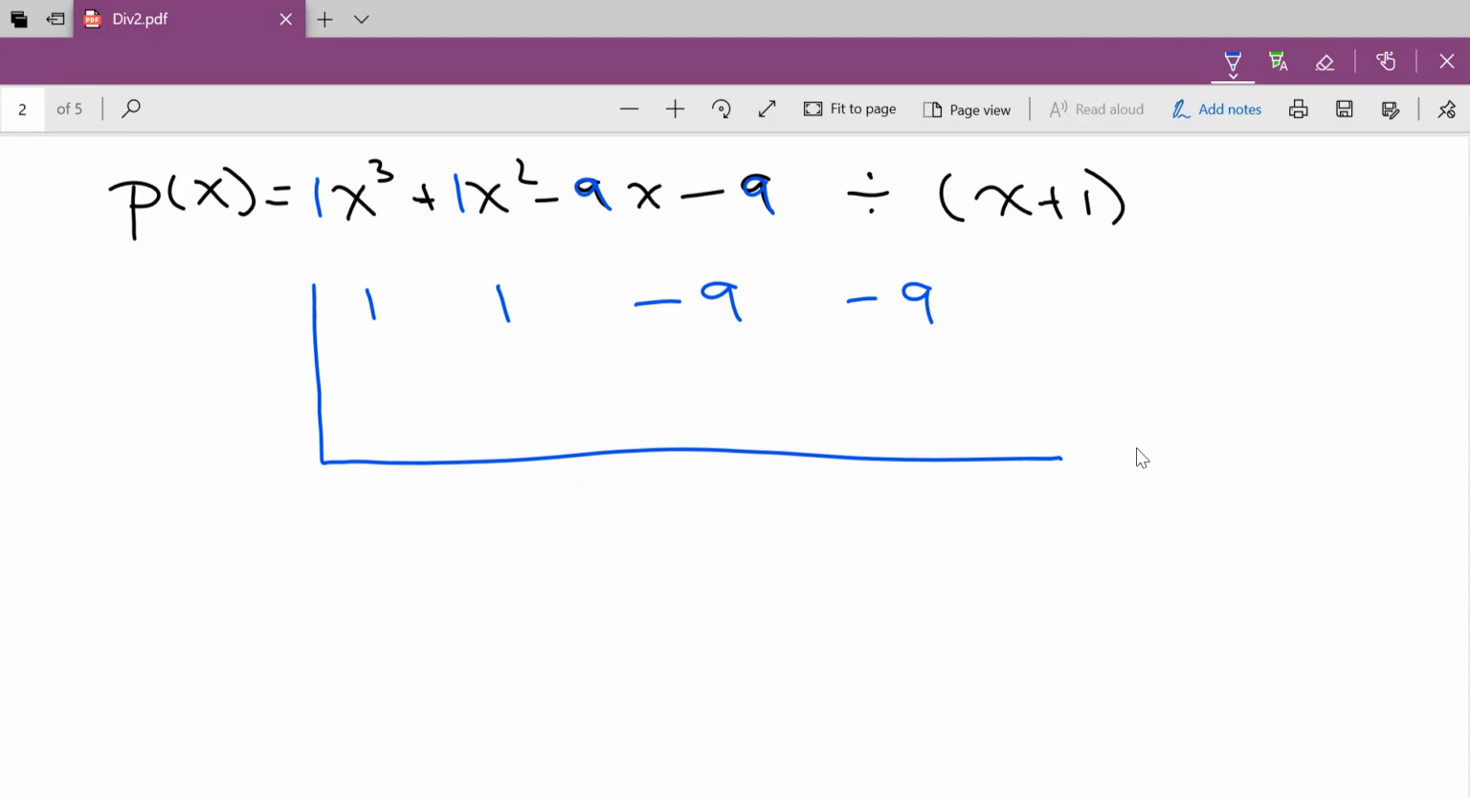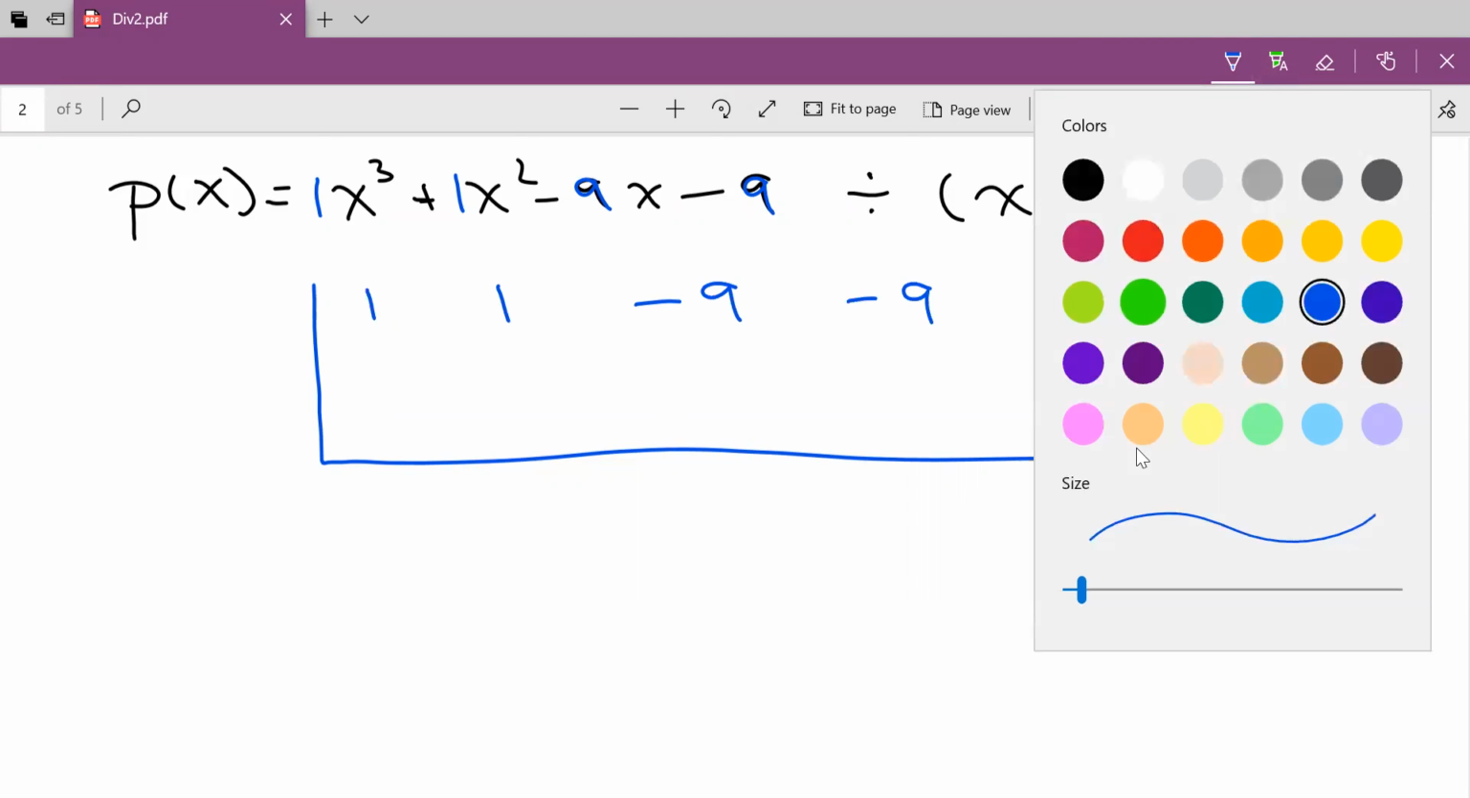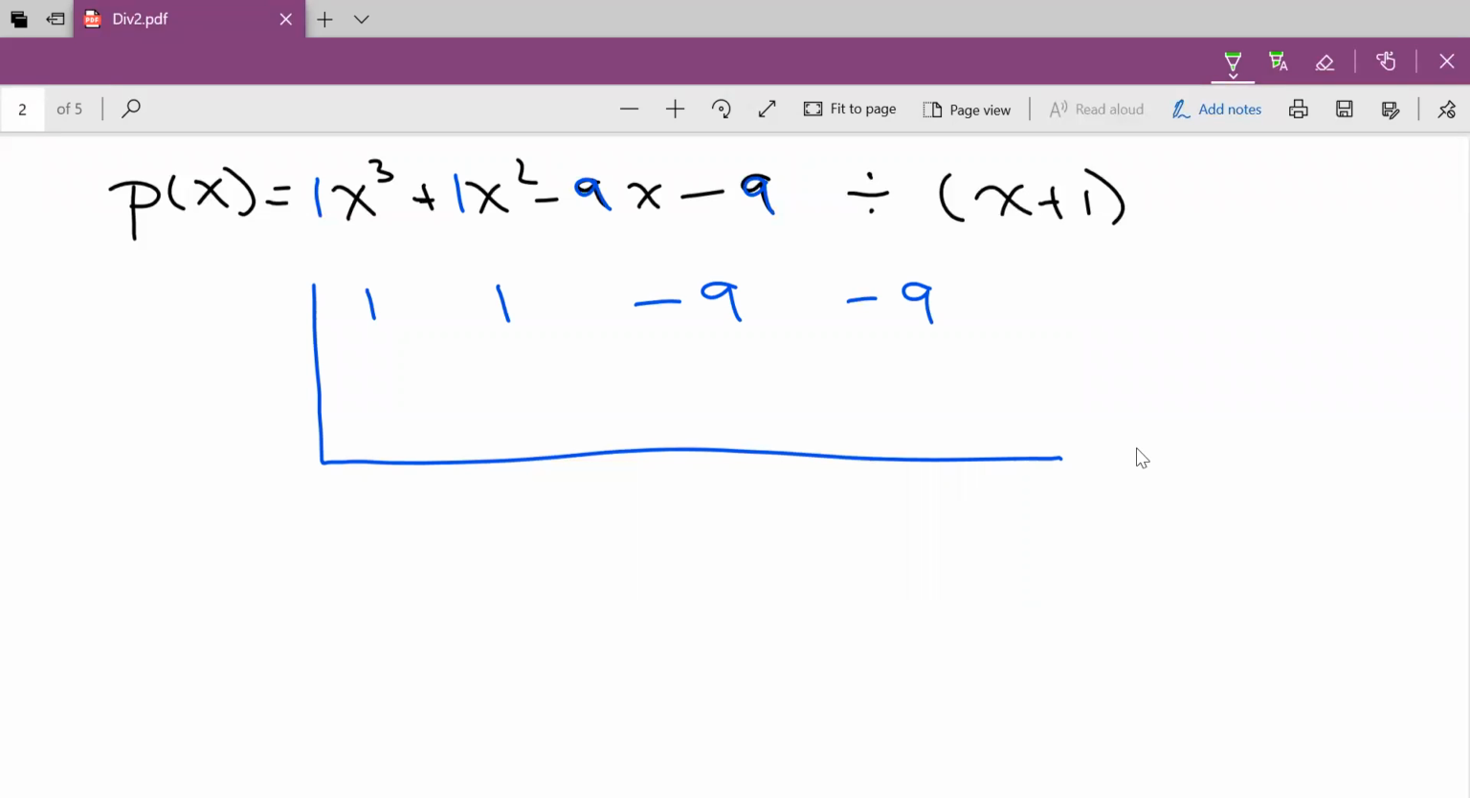And I'm going to divide. So what am I going to divide by? Well, I'm dividing by x plus 1. So in synthetic division, I'm going to set this equal to 0, and I'm going to isolate for x. That's the x value on the polynomial that I'm looking at. So I'm going to put that -1 right there.